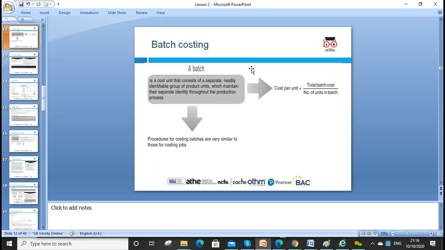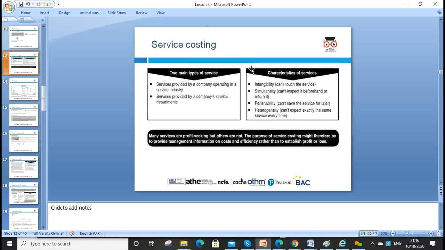Batch costing is the total batch cost divided by the number of units we produce in a batch. That also helps to decide the price per unit based on the cost of the batch. Service costing is normally used by the service industry such as the NHS, hospitality, hotels and waiters, and various other people, because this is people-oriented, with a lot of human interaction, so a lot of the costs are labor costs and service delivery costs.